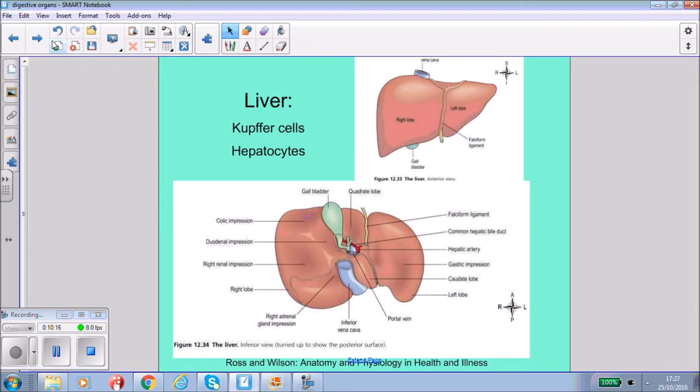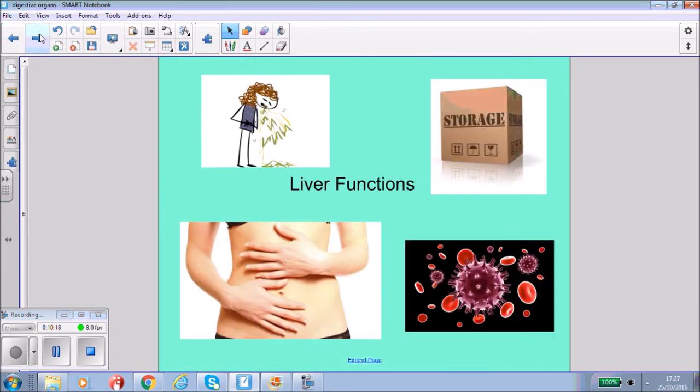So to think then about actually what the liver does, now we know where it is and what it looks like and where the blood's coming from. It's got four main roles. And probably the most important one of them is what I'm referring to with this picture here, which is metabolism. And this is what the hepatocytes do.